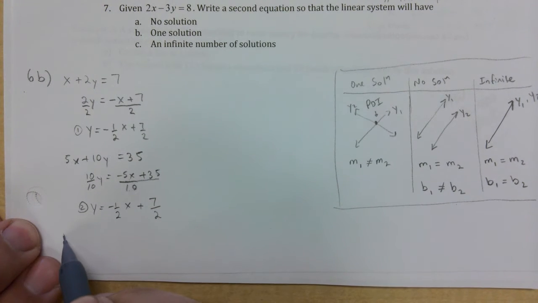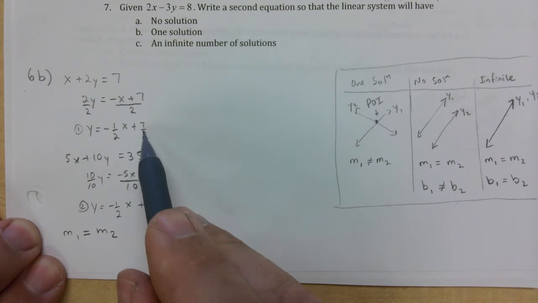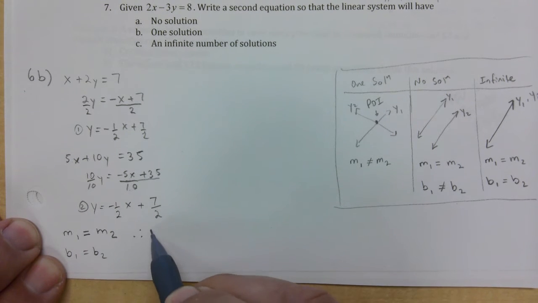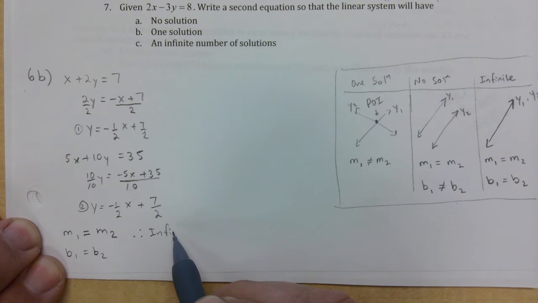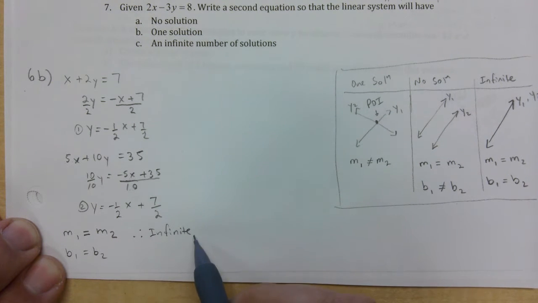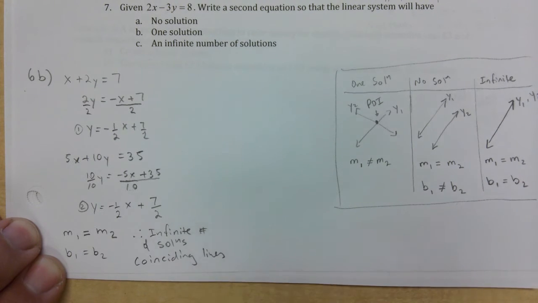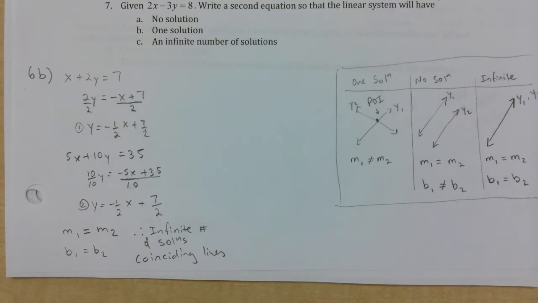We will say that the slope of the first one is equal to the slope of the second one, and their y-intercepts are also the same. Therefore, infinite number of solutions, coinciding lines. Okay. So you've looked at their slopes, you looked at their y-intercepts, you're done.